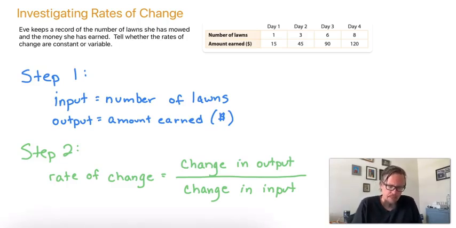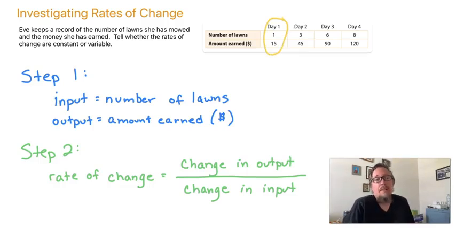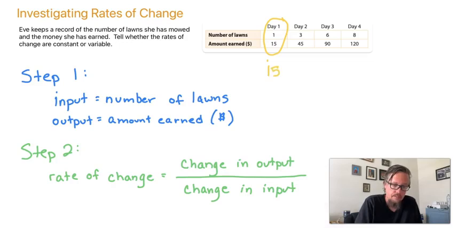So let's go back up to our table and look at our first column here, day one. The number of lawns was 1, and the amount of money earned was $15. So if we put our output, $15, over the input, which was 1, we get 15 over 1, which my sources say is 15. So 15 over 1 equals 15. Okay, great. The question was, is the rate of change constant or variable?